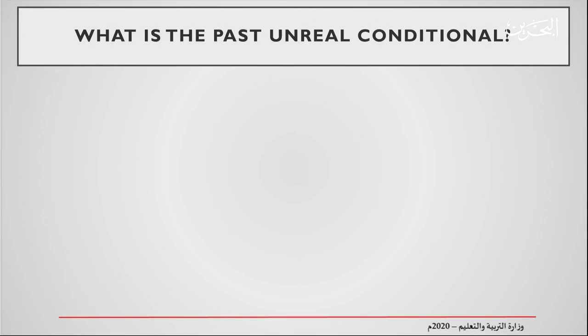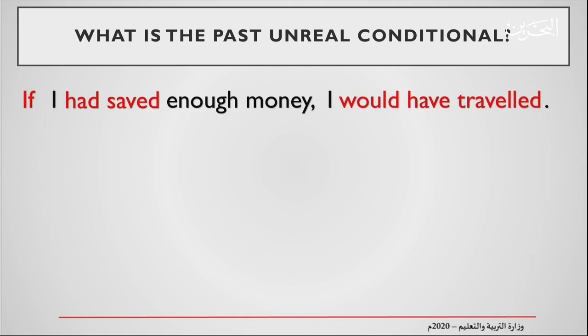So, let me ask you the question. What is the past unreal conditional? Let me explain that by showing you an example. You have a gap, enough money, comma, and a gap, and full stop. And you have a gap in here. So, let me introduce the past unreal conditional. I say, if I had saved enough money, comma, I would have traveled, full stop.